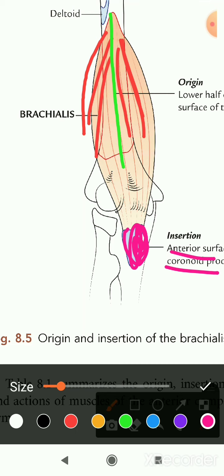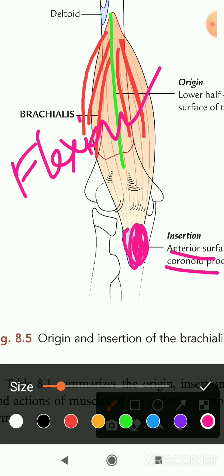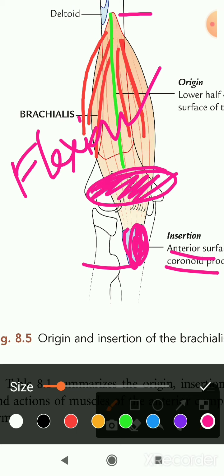And its function is, as it is an anterior compartment or flexor compartment muscle, its function is flexion. And look at that, it is originating on the humerus and inserting on the ulna, so it is passing over the elbow joint, so it will act on the elbow joint and cause flexion of the elbow joint.